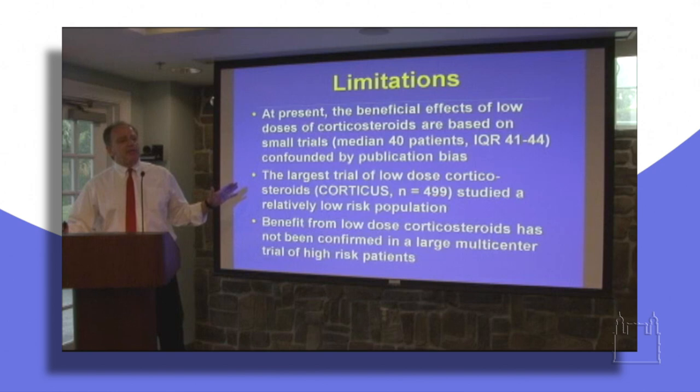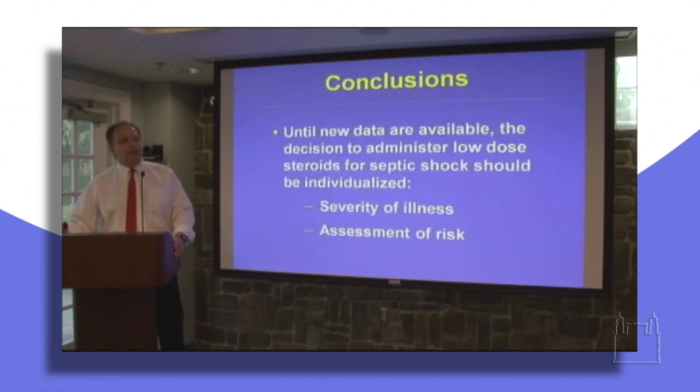Those small studies were on average only 40 patients, and they're confounded by publication bias. So that data is not interpretable. The largest study, the one that was the outlier, is actually the correct study. It showed that in a low-risk population, corticosteroids are not beneficial. But we still don't know, even despite studies over 50 years, what is the beneficial effect in high-risk patients, and this has to be still determined. So until new data are available, the decision to administer low-dose steroids for septic shock should be individualized.